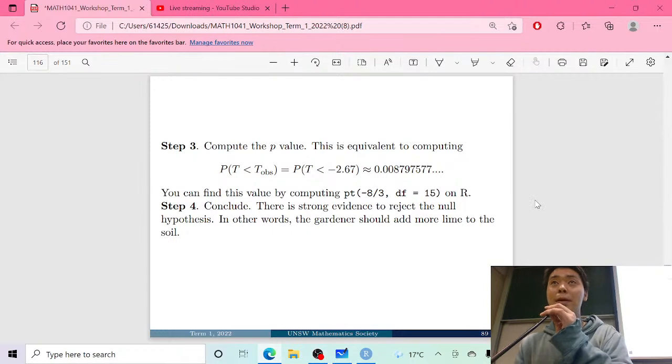Does that make sense? Yeah. So this process is more or less the same every time.